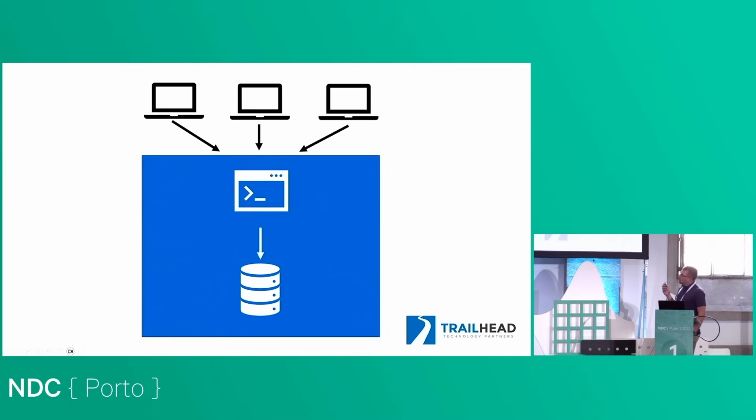A typical monolith is going to look something like this. It's going to have clients that are connecting to a middle tier part of the application, and then some sort of a data store like a relational database or a NoSQL database. This is your typical application architecture.